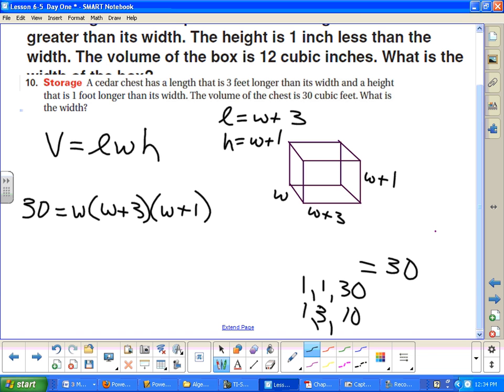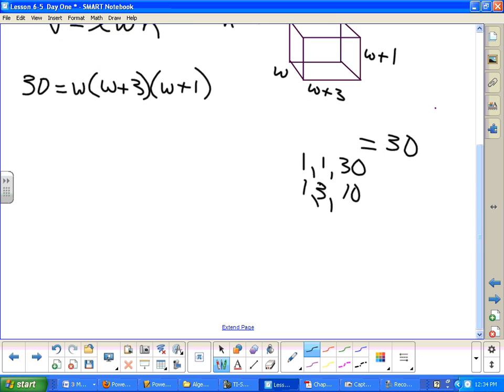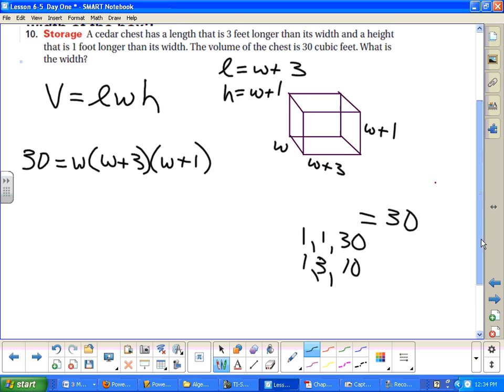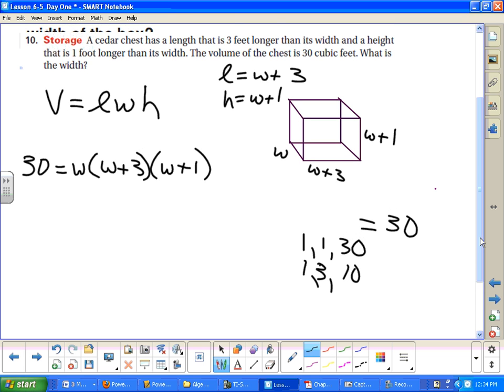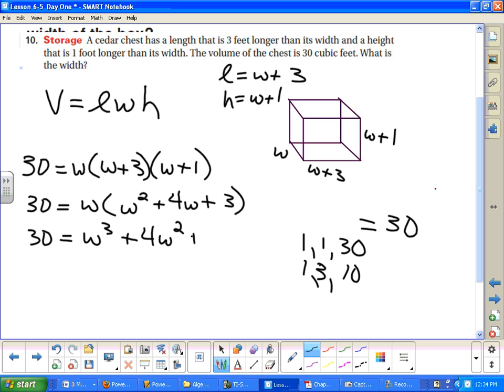Actually, this isn't overly difficult to do the multiplication here. Let's do that real quick. Take a look at that. What do I get when I multiply these two together, W plus 3 and W plus 1? There's some simple foiling there that you've all done lots of. So that would be W squared plus 4W plus 3. Then we can finish the multiplication. W cubed, 4W squared, plus 3W.